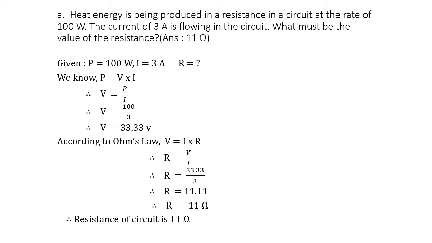So whenever the circuit has the power 100 watt and the current flowing is 3 ampere, the resistance of the circuit will be 11 ohm. I hope you people are clear about this question. Next, see the next question.